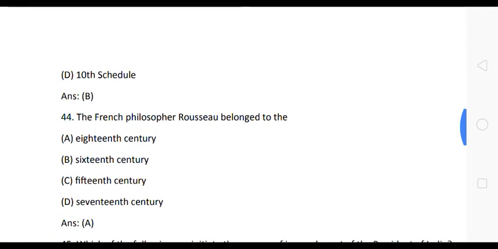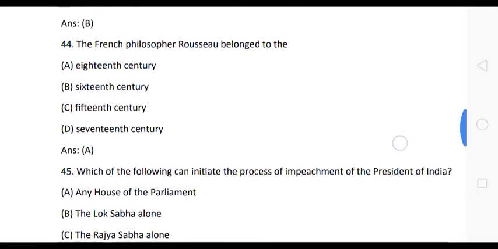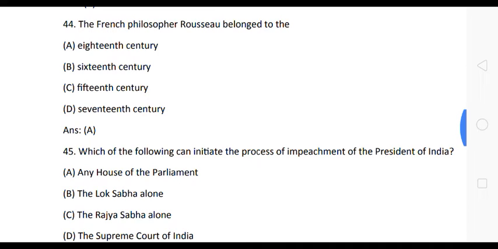The next question is, the French philosopher Rousseau belongs to the, options are A, 18th century, B, 16th century, C, 15th century, D, 17th century. But the correct answer is option A, 18th century. Rousseau belongs to the 18th century.